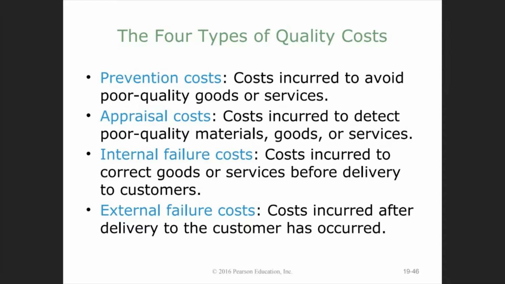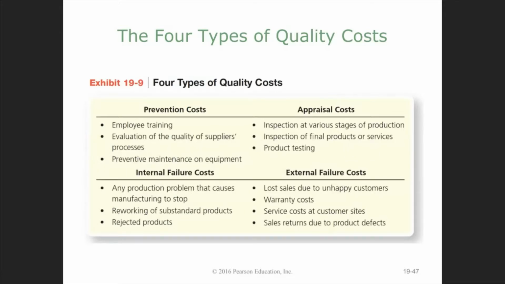An appraisal cost is a cost incurred to detect poor quality materials, goods, or services. An internal failure cost is a cost incurred to correct goods or services before you deliver them to the customers. External failure cost is incurred after you deliver to the customer. So that's after it's been delivered. So 4 types of quality cost: we've got prevention, appraisal, and failure, internal and external.